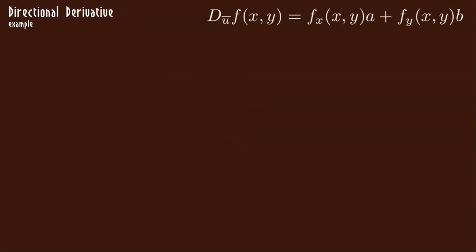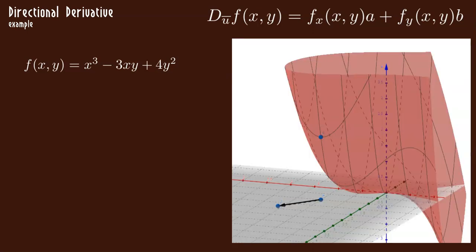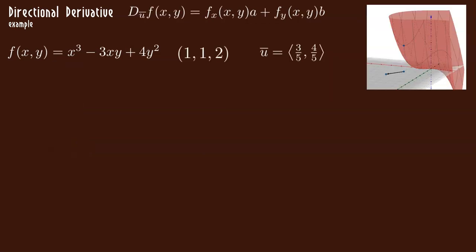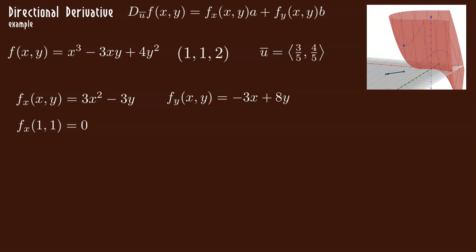Let's look at an example of this. Suppose I have the function f of x, y equals x cubed minus 3xy plus 4y squared, which looks like this. I'm interested in that point that I put on the graph. That's the point (1, 1, 2). And the direction I'm interested in is <3/5, 4/5>. I went ahead and chose a unit vector just to make our lives a little bit easier. So let's give myself some room so we can do this. I need the partial with respect to x, and at the point (1, 1), we get a 0. Well, that's convenient, right? The partial with respect to y is negative 3x plus 8y, and at the point (1, 1), we get a 5.